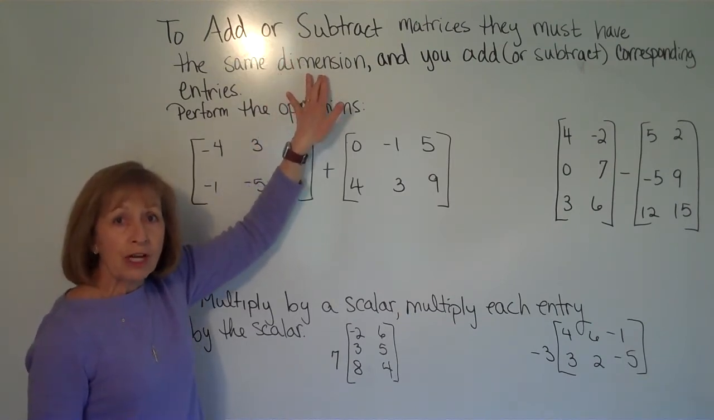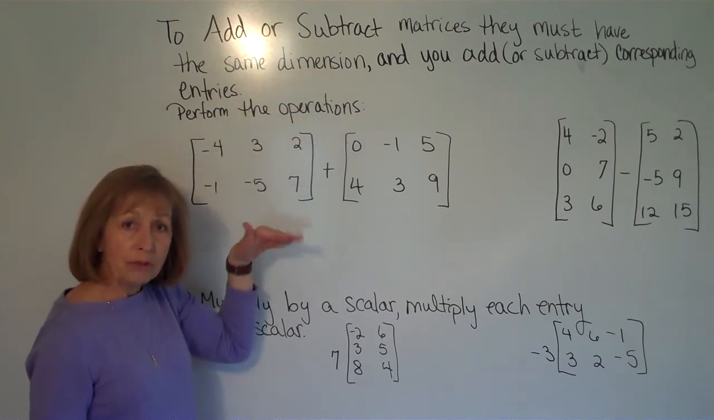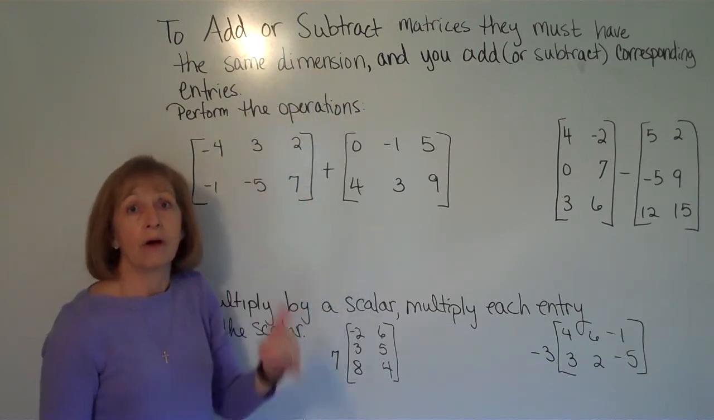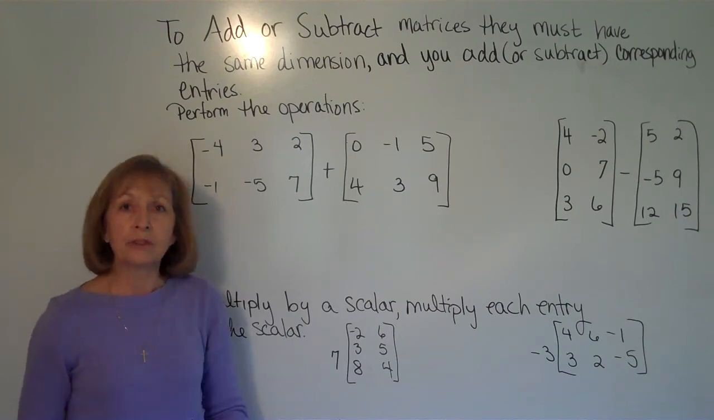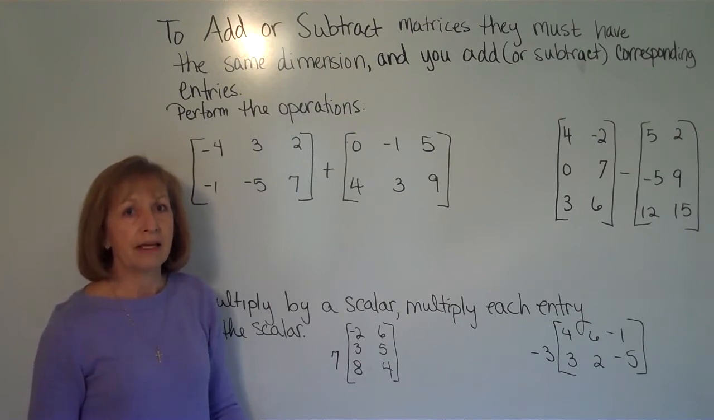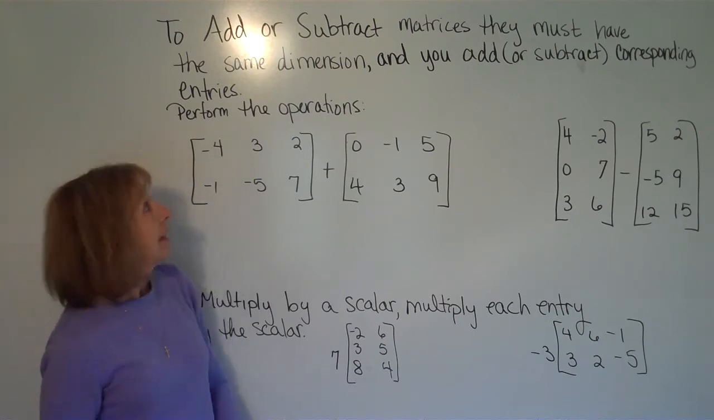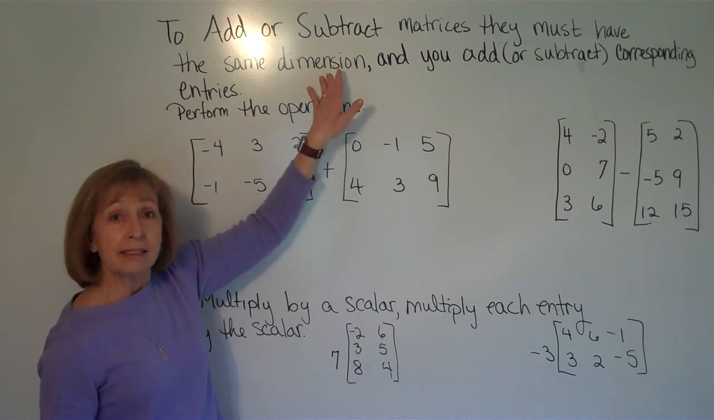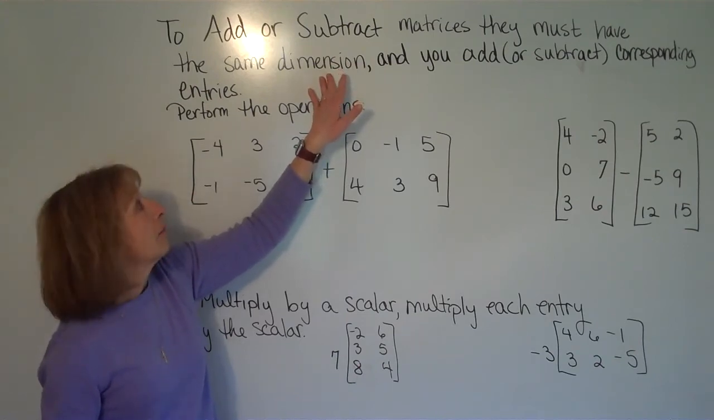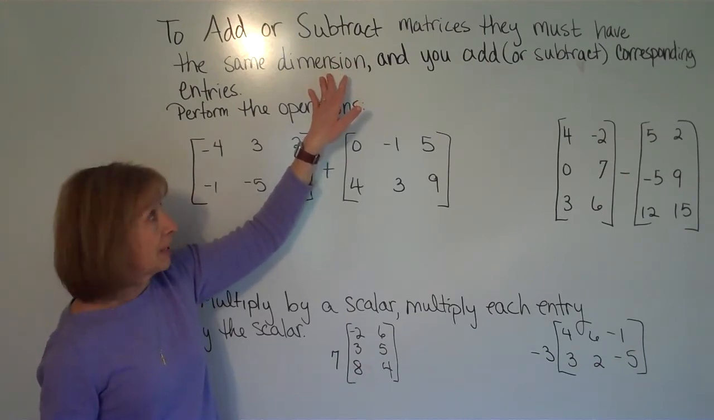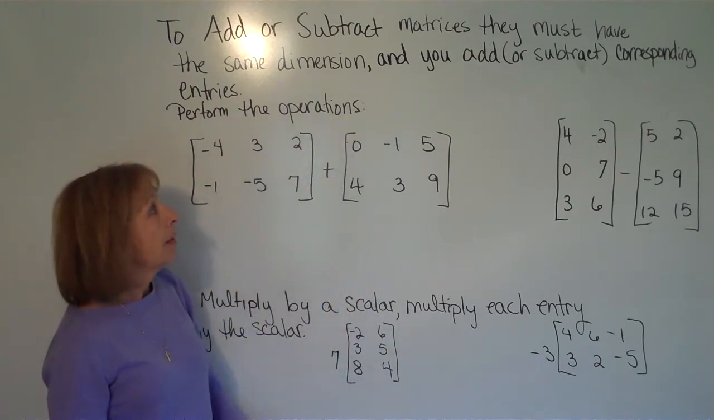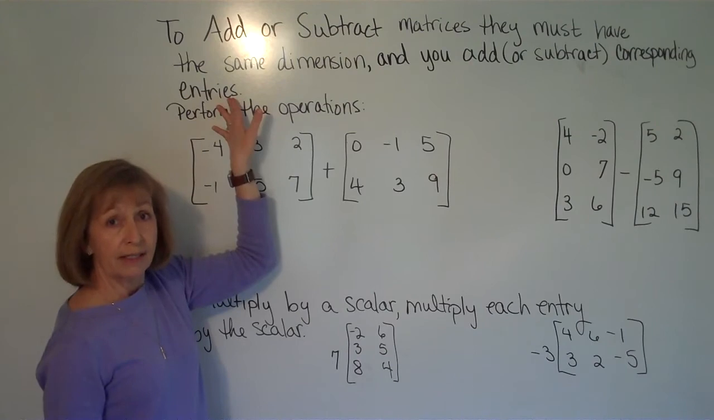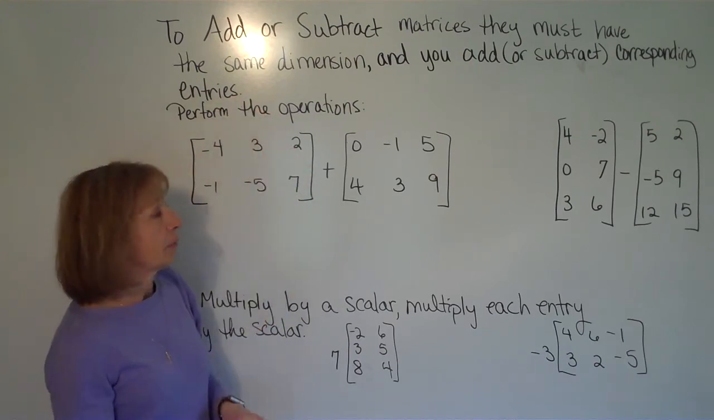So to add or subtract matrices, they must have the same dimension. So we always want to check the number of rows by the number of columns for each of the matrices involved in the arithmetic, to see whether or not that arithmetic is defined. And if they have the same dimension, then you just add or subtract, depending on which one you have in the problem, corresponding entries.